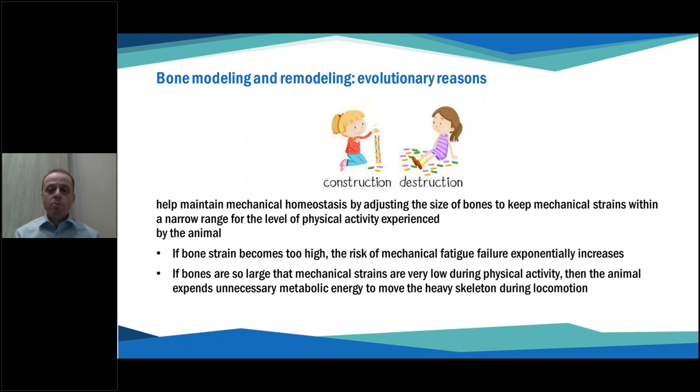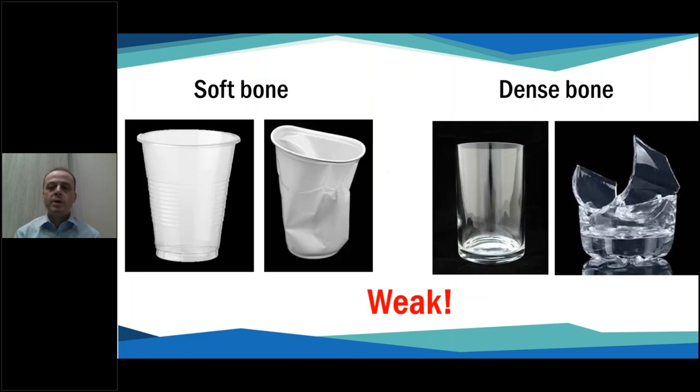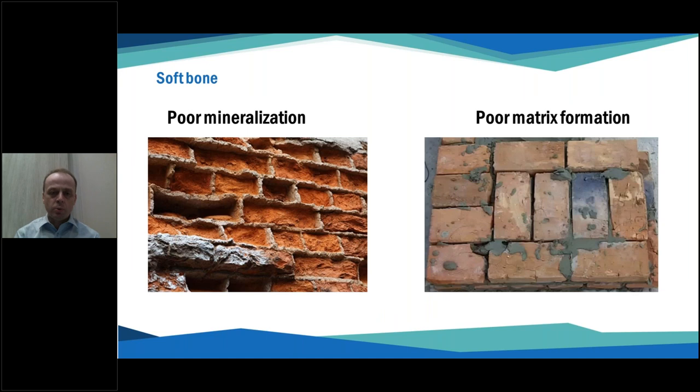It seems that the stronger the bone, the better for protection, for weight bearing, for resistance to loading. But if bones become too heavy, too strong, first of all, it impairs movement. And second, strong bones are also prone to fractures. Soft bones can be deformed, and dense bone can be broken, like in this example with plastic and with glass.